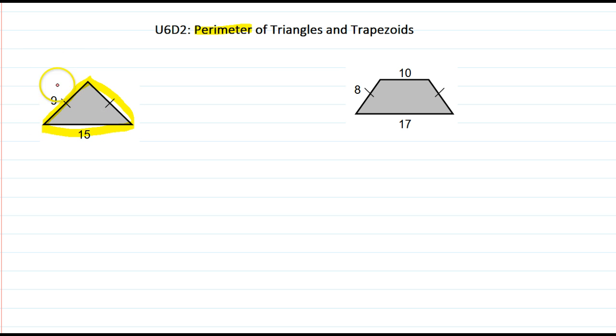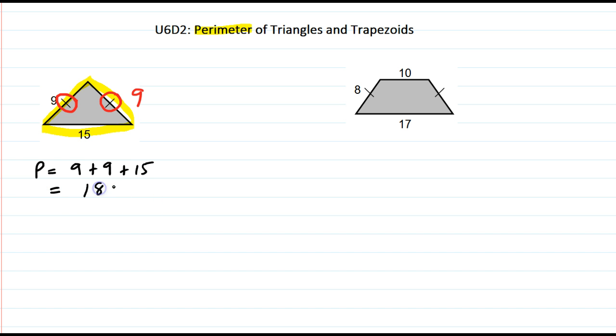The most important part about today is that you know what these marks mean. So these are congruent marks. That means that if this side is 9, this side over here is also 9. So wherever you see those marks and it gives you a number, you want to make sure you write both numbers. So to find the perimeter of this triangle, we're just going to add up 9 plus 9 plus 15.